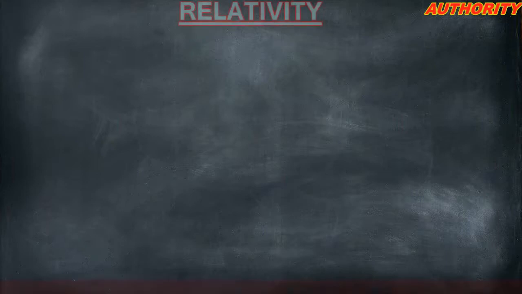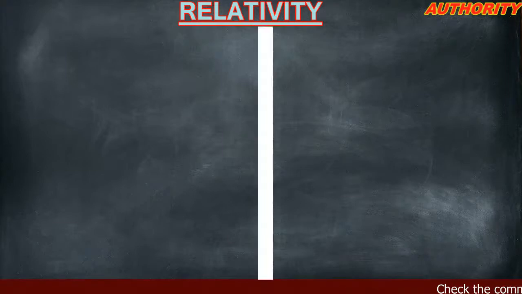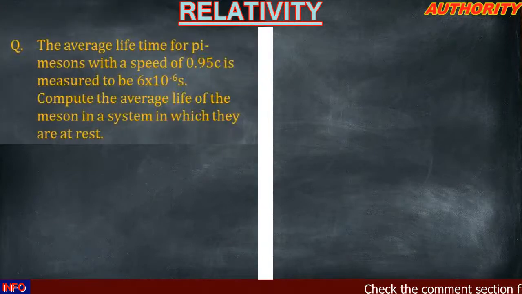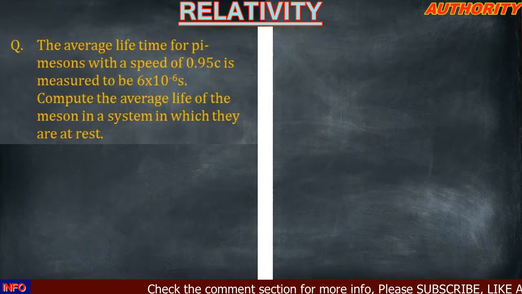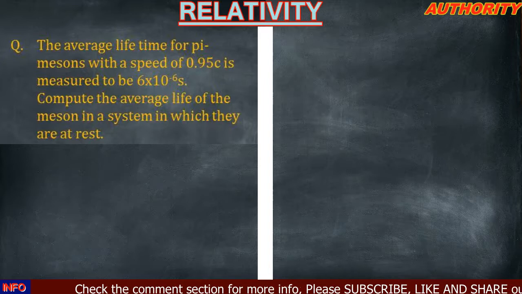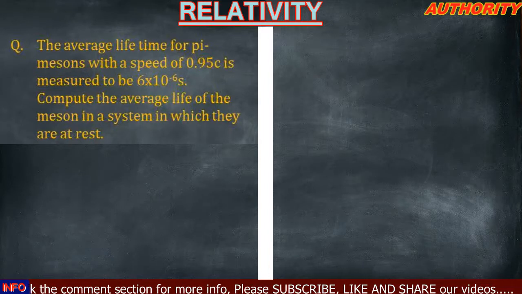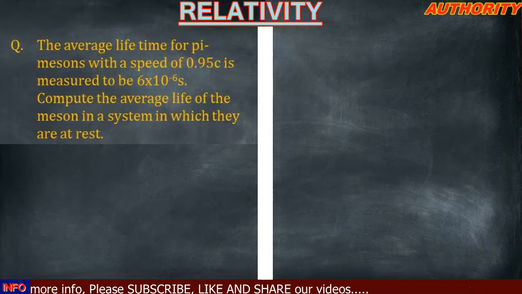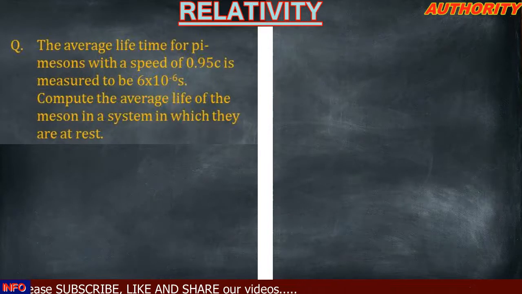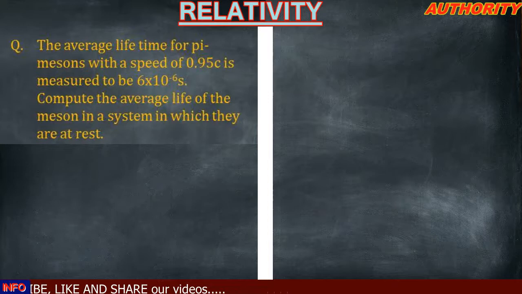Today we are talking about relativity in physics. Okay, now let's take a look at this question. The average lifetime for a pi meson with a speed of 0.95c is measured to be 6 times 10 raised to power minus 6 seconds. Compute the average lifetime of the mesons in a system in which they are at rest. So this is the question given to us: to calculate the average lifetime of the mesons in a system in which they are at rest.